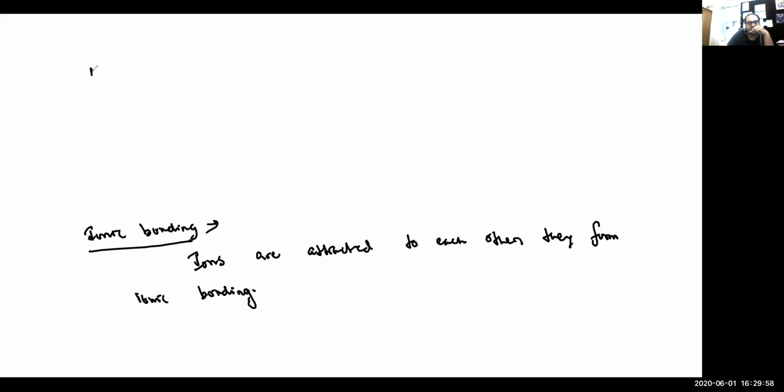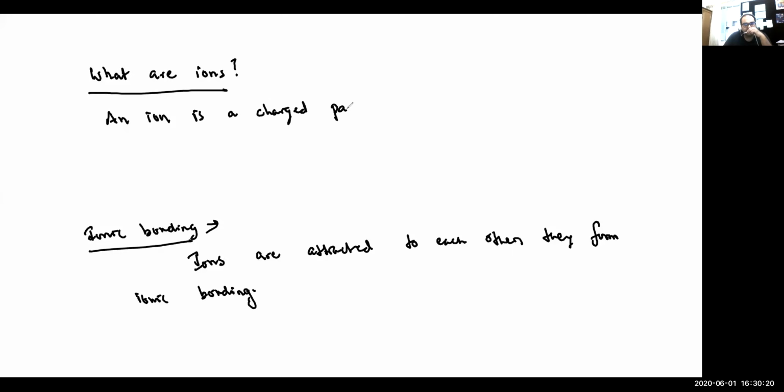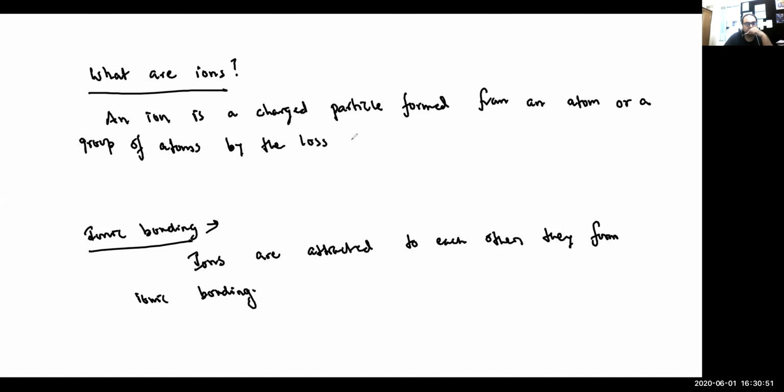Next is, what are ions? An ion is a charged particle formed from an atom or a group of atoms by the loss or gain of electrons.